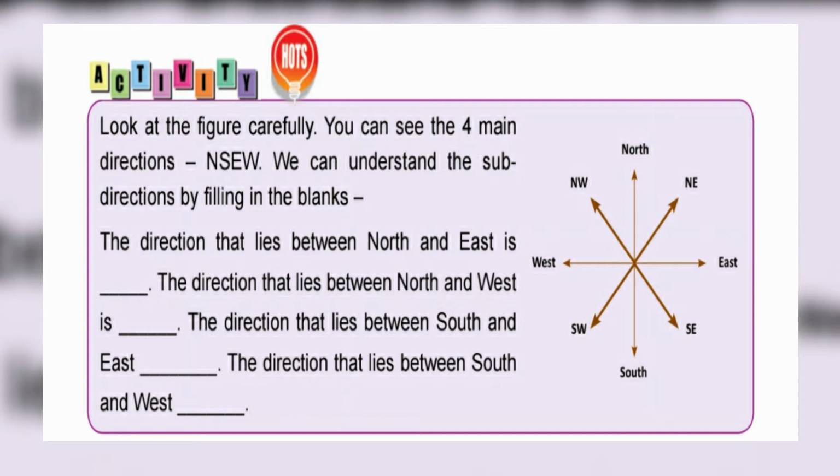The direction that lies between north and east is northeast. The direction that lies between north and west is northwest. The direction that lies between south and east is southeast. The direction that lies between south and west is southwest.